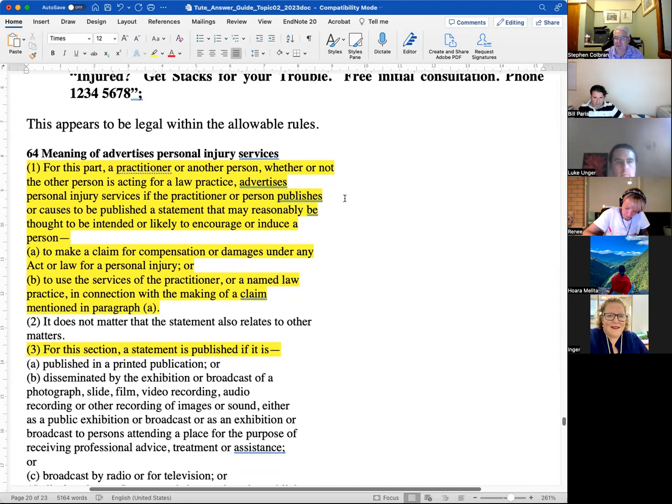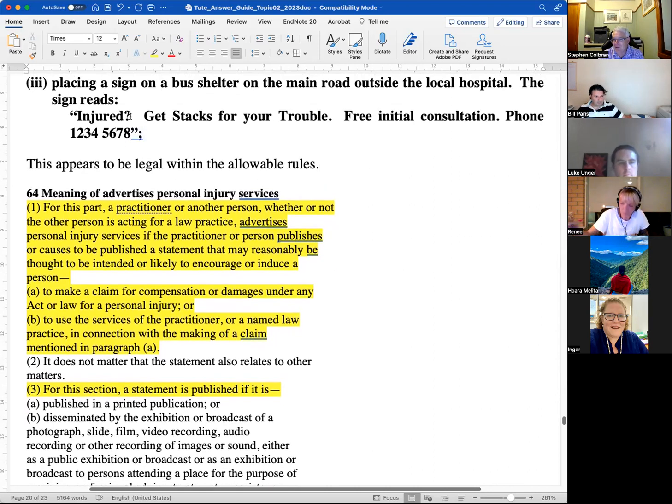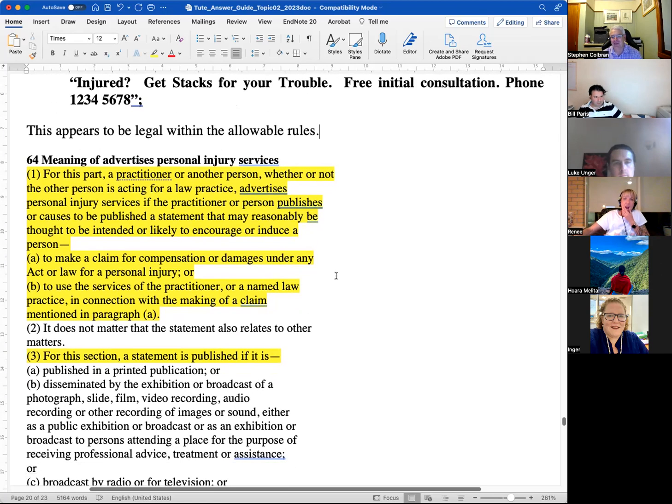It's certainly advertising, it's publishing, it's sought to induce a person to make a claim for compensation or damages. So you could infer that from it potentially, can't you? Get stacks for your trouble. Stacks is the name of the law firm, so it's got a double meaning, hasn't it? In one sense, it's the name of the law firm: we can help you. And the other sense is we can get you a lot of money for whatever your injury is, because it's pegged on this notion of whether you're injured. So you could argue both ways on that sort of thing, couldn't you?